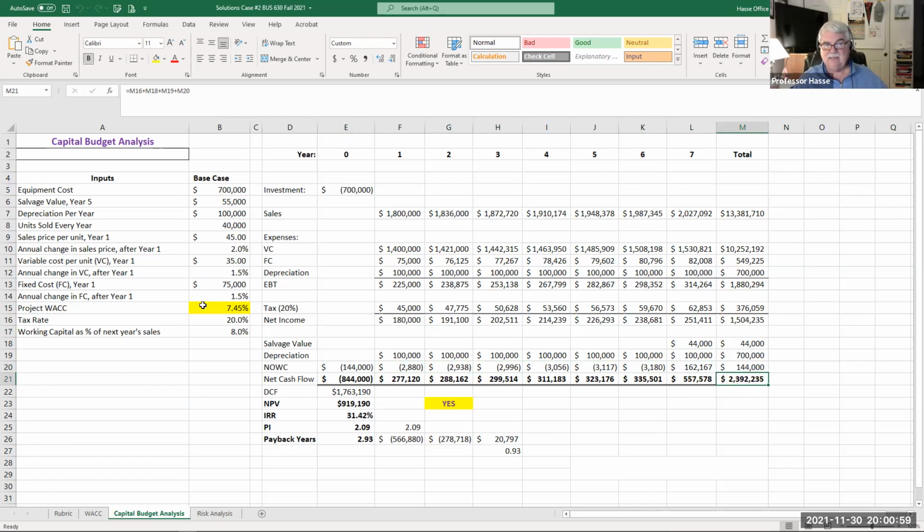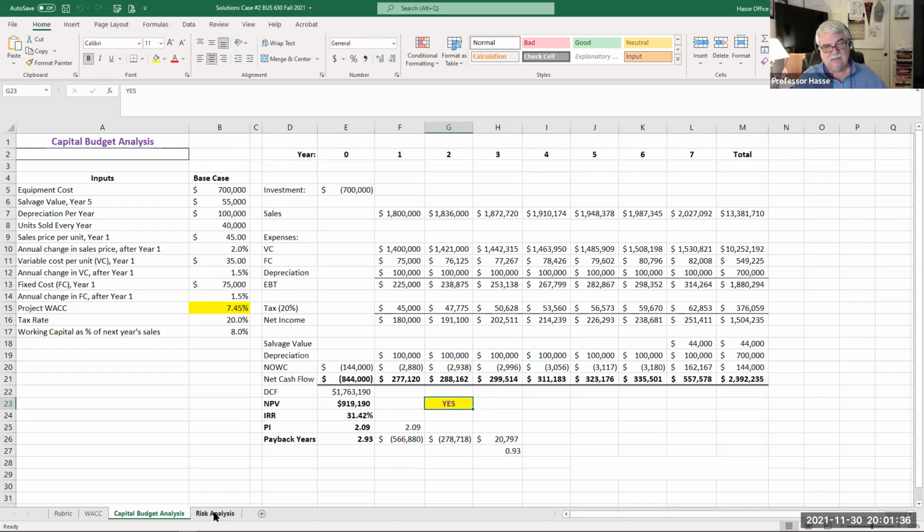We discount it back at the 7.45%. We get an NPV. We get an internal rate of return. We get a profitability index, the relationship of discounted cash flow to the investment. And we get a payback of 2.93 years. Pretty good. That's why for this project, I would think the resounding yes would be the answer to, should we approve this project? That's our base analysis. You'll be doing the same thing in the electrics case.